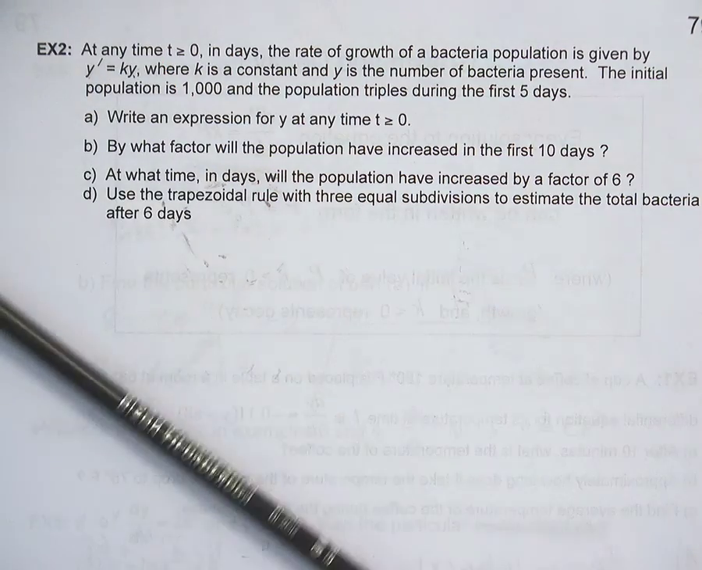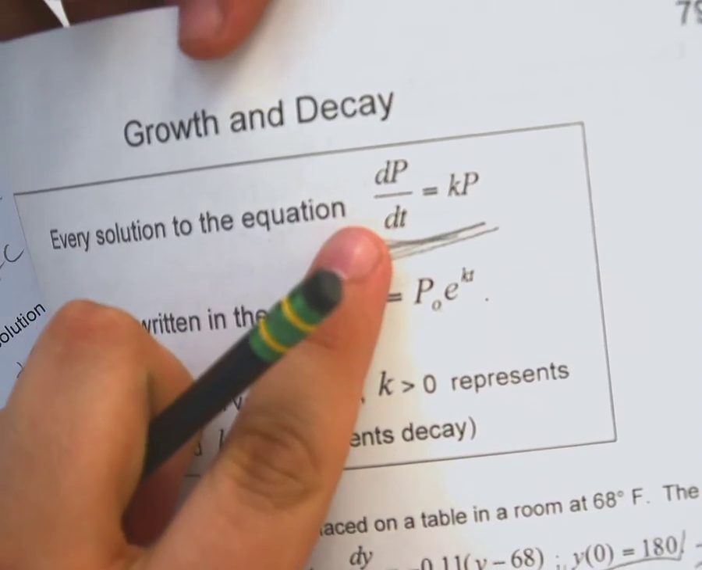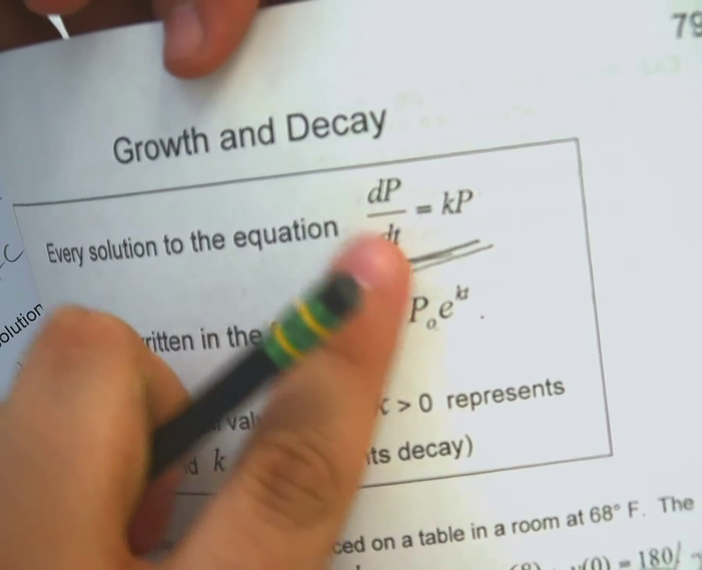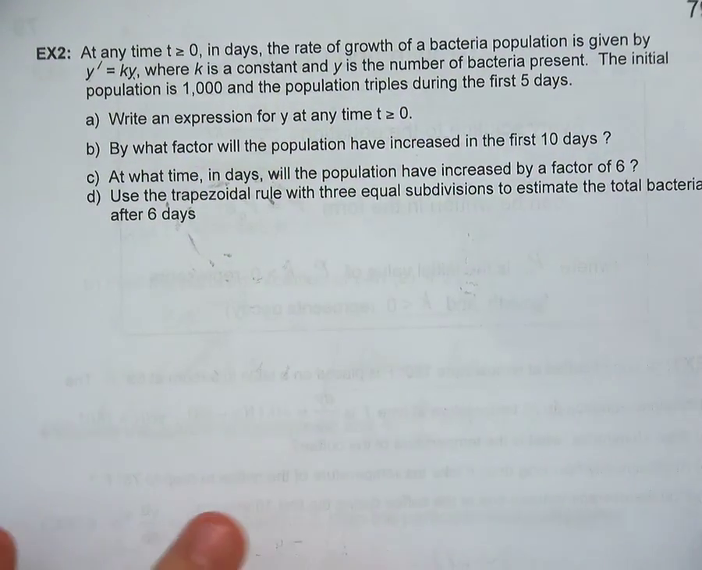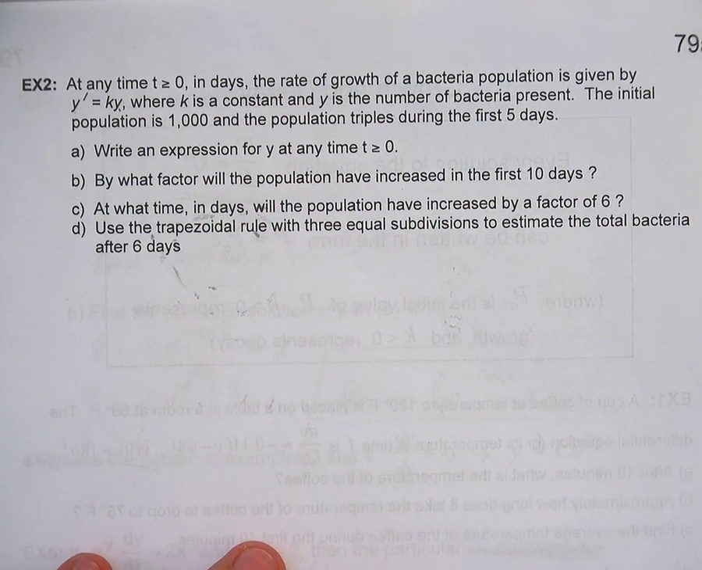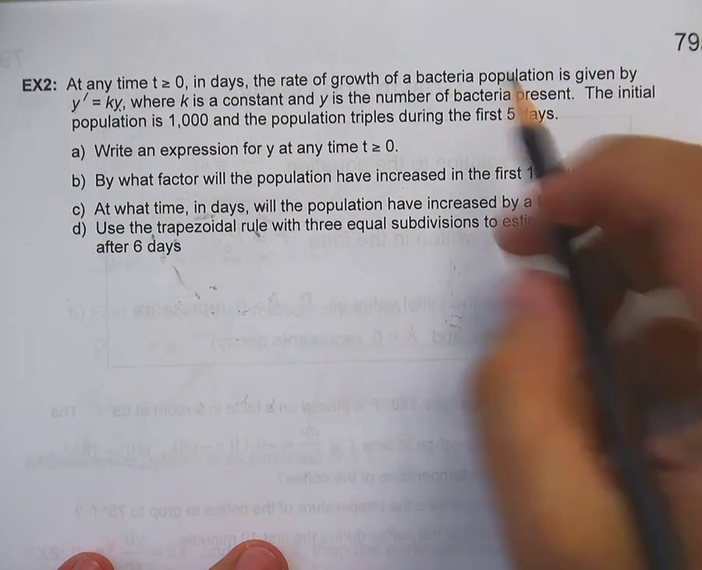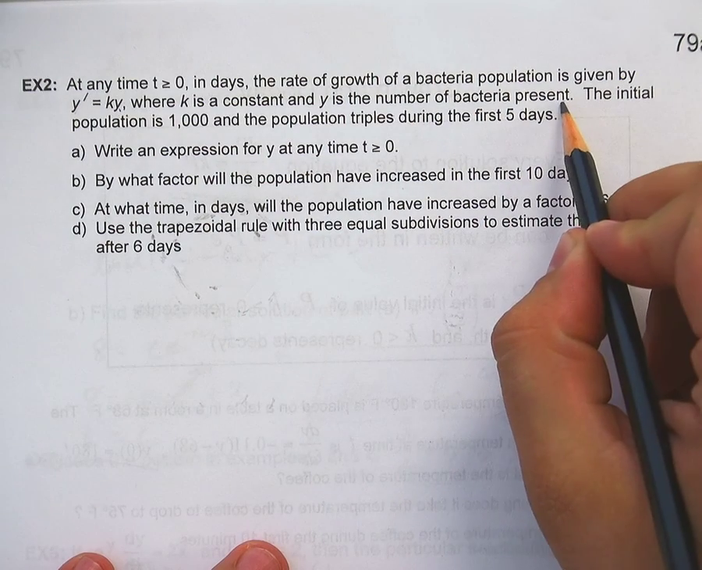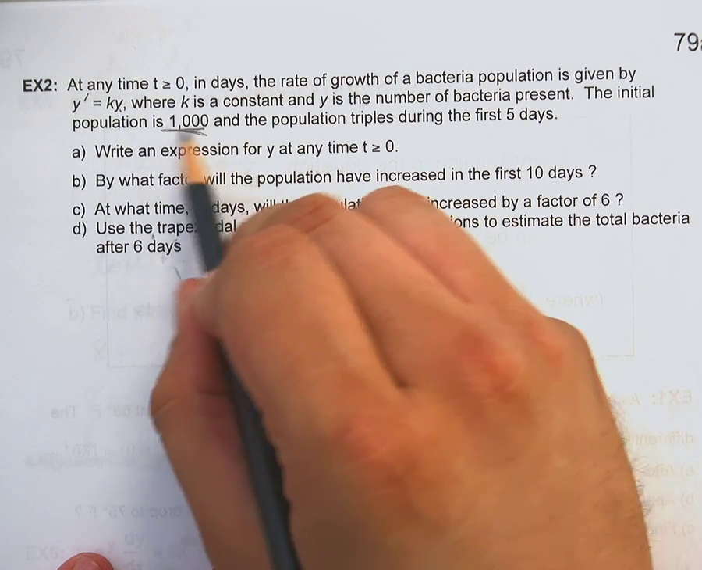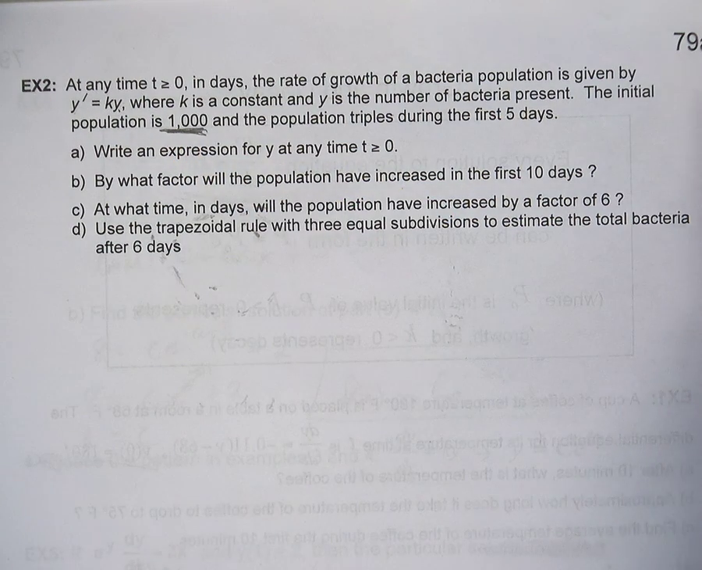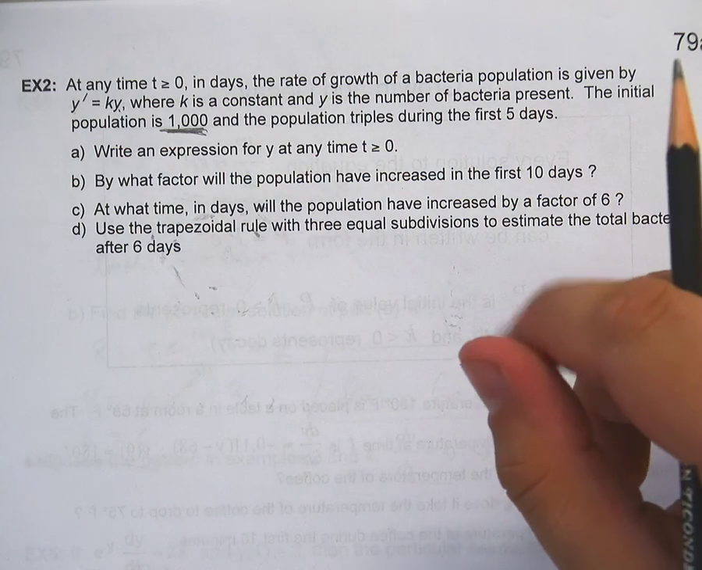As soon as I see that, bam, dy over dt, or dp over dt, this is the derivative of p equals kp, the derivative of y equals ky. I can use my shortcut. This is awesome. k is a constant and y is the number of bacteria present. The initial population is 1,000. There's your initial condition. So the initial condition is 1,000.